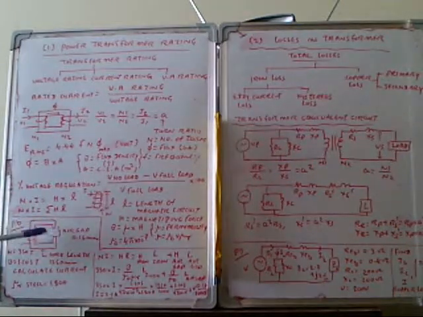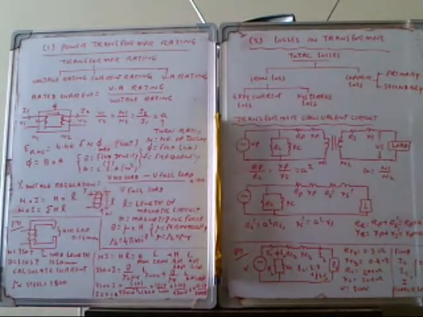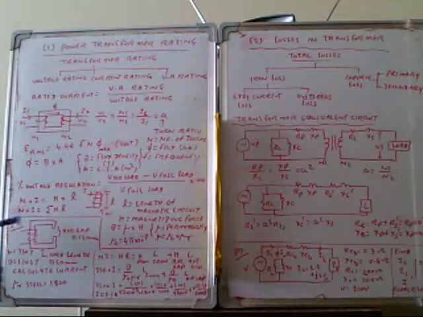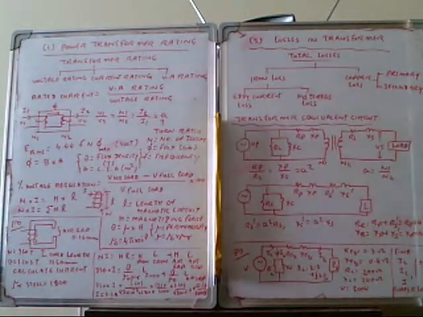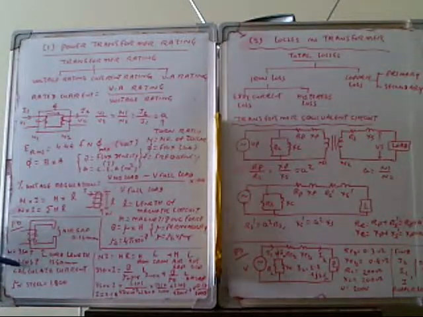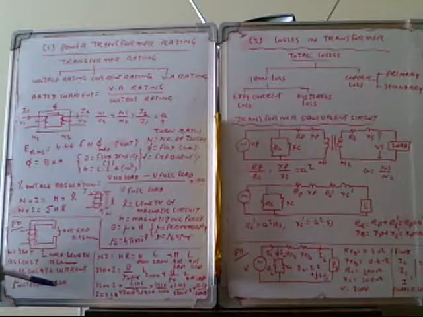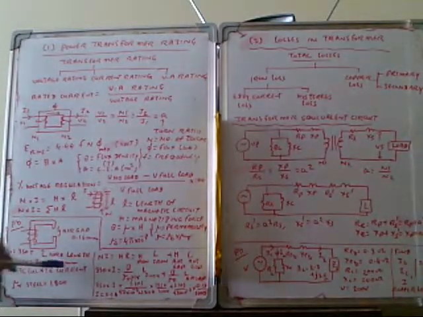So this is the core. Number of turns is 350. The core length is 1250 millimeter. Air gap is 0.15 millimeter. Flux density is 1.105 Tesla. And mu r of the core is 1800. So we have to calculate the current.